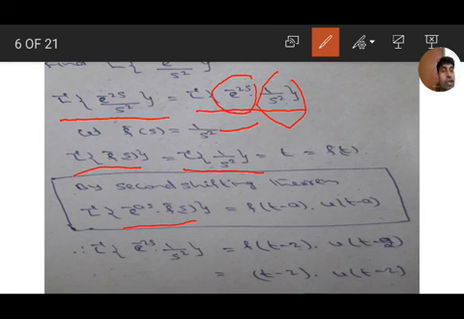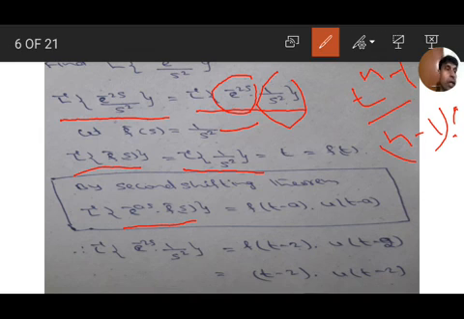L inverse of 1 by s square means L inverse of 1 by s to the power of n. The formula for 1 by s to the power of n is t to the power of n minus 1 by n minus 1 factorial. Here n equal to 2, so t to the power of 2 minus 1 by 2 minus 1 factorial, that is t by 1 factorial, that is t. Take that as f of t.